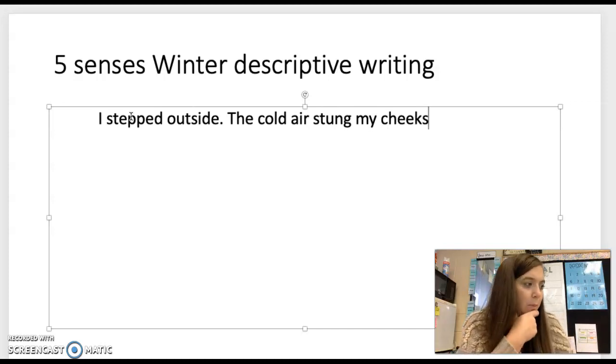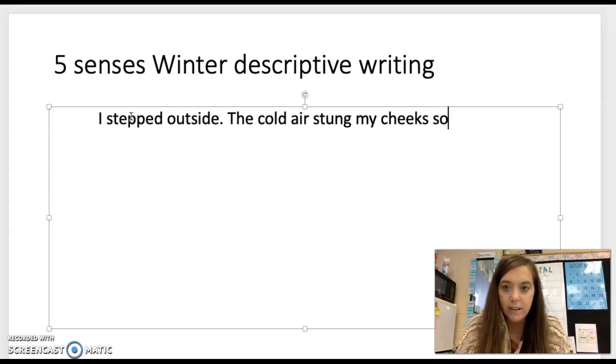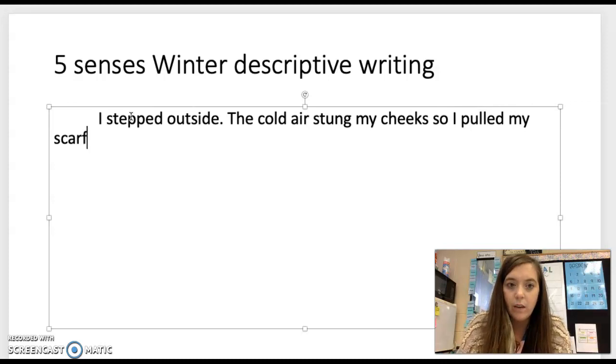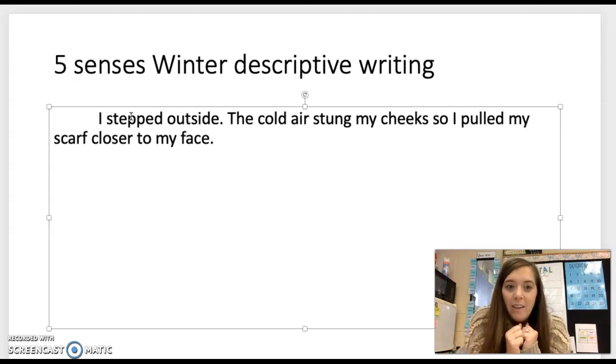I remember in my brainstorming that one thing that I talked about feeling was a scarf. So I'm going to include that here. The cold air stung my cheeks, so I pulled my scarf closer to my face. Okay, I think that's good because I've talked about the cold air, I've talked about a scarf, so I feel like that's a good start. So I've talked about touch.